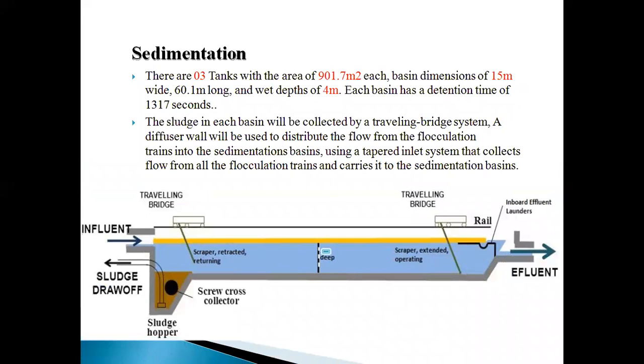Next is a very important part of the project, that is sedimentation. There are 3 tanks. The area of each tank is 900 square meters, with dimensions of 15 meters wide, 60 meters long, and a depth of 4 meters. Each basin has a retention time of 1317 seconds. The sludge which accumulates at the bottom of each sedimentation tank unit is collected from the bottom with the help of a conveyor belt.